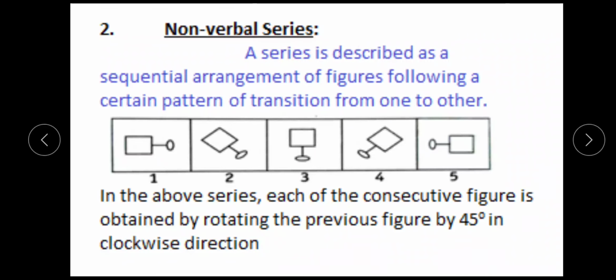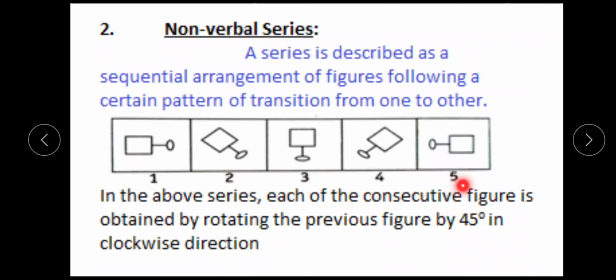This is the second type of series, the non-verbal series. That is part of non-verbal reasoning. A series is described as a sequential arrangement of figures following a certain pattern of transition from one to another.